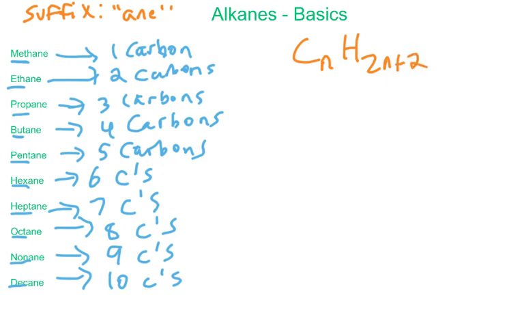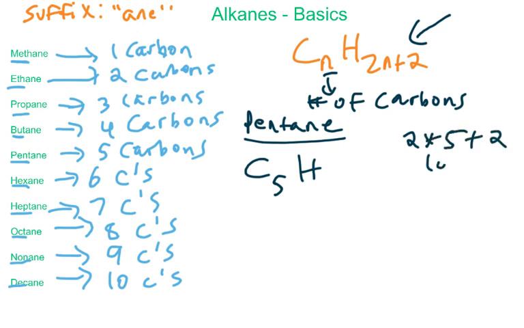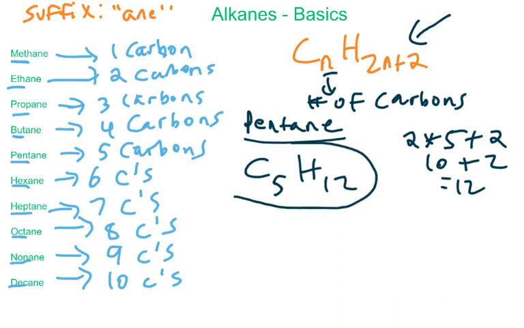So what does this even mean? We said in the beginning that n was the number of carbons. Let's dive into an example right away. If someone says, give me the formula of pentane, we write down pentane and follow the formula rule. Because we already went over the prefixes, we know pent is 5 carbons, so that's the n value. So it'd be C5H(2n+2). What's 2 times 5 plus 2? That's 10 plus 2, which is 12. So that'd be C5H12. That's the formula for pentane.